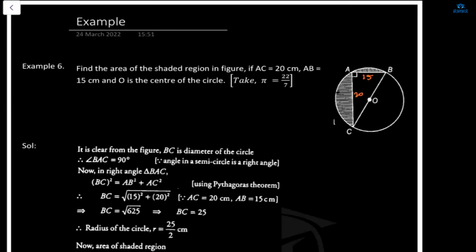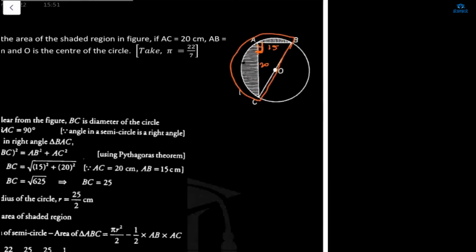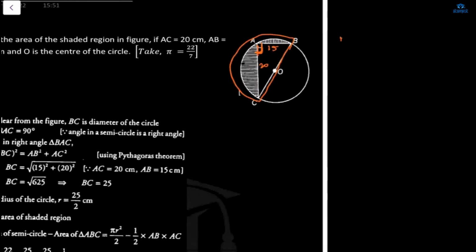For finding the area of the shaded region, you can see here it is a right angle triangle. So you can find the area of the triangle, half base into height, and this complete figure is a semicircle. If you subtract the area of the triangle from the semicircle, you will get the area of the shaded region. So area of triangle, area of semicircle.